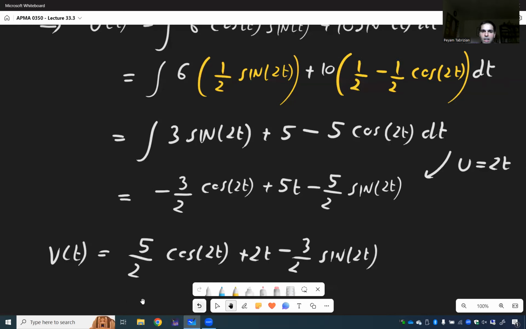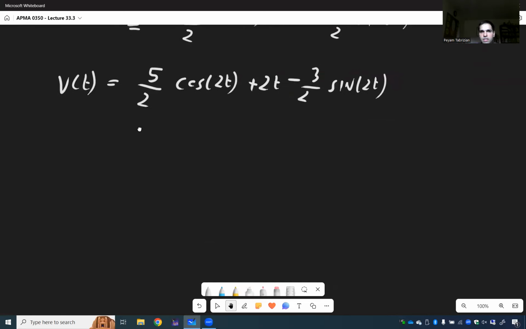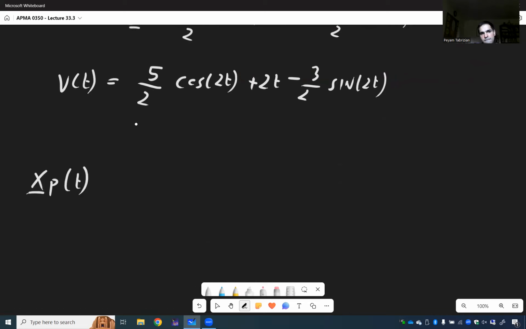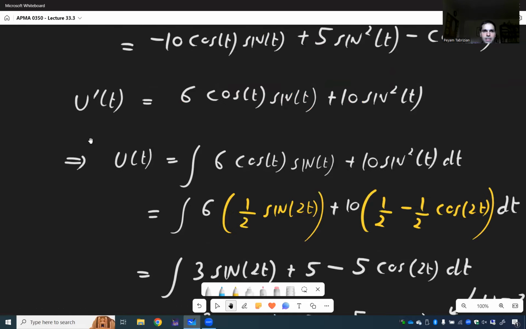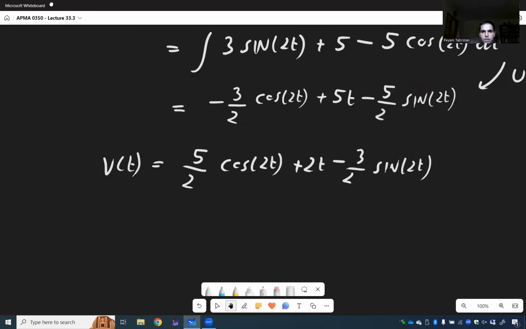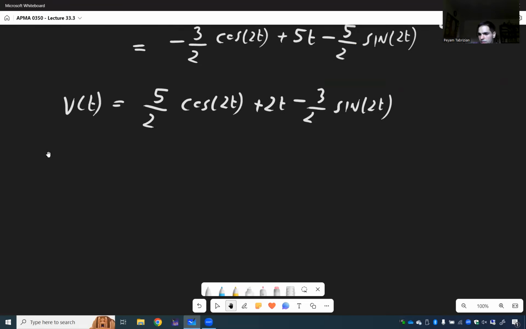And then we have finally arrived at our solution. So xp of t. Forgot which step that was. Yeah, that was part of step 2. So step 3. So what is xp of t?